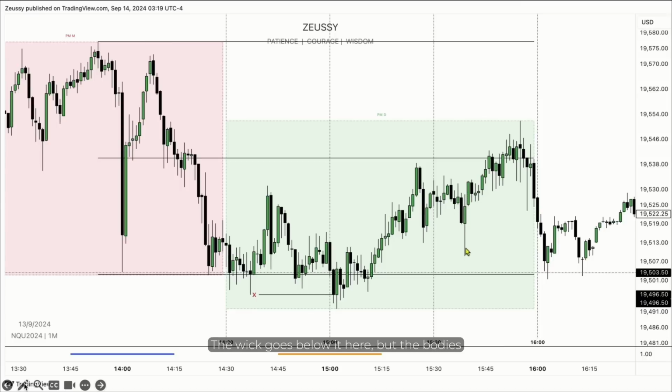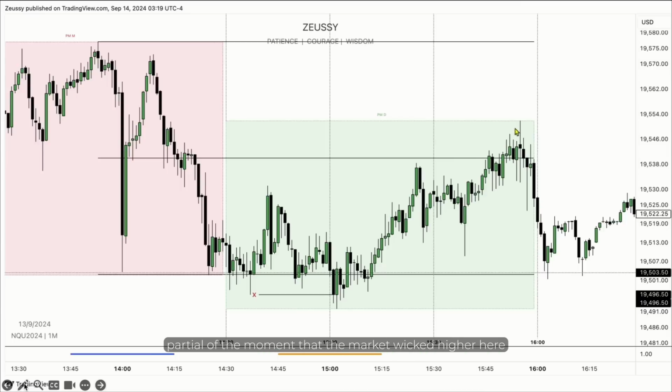The wick goes below it here, but the bodies keep on closing inside of it. Eventually the market reprices into equilibrium of that previous cycle range, and we can see the market begin to consolidate. Consolidation can be anticipated at equilibrium, as you know. Notice that we also took out that previous 30-minute cycle high.